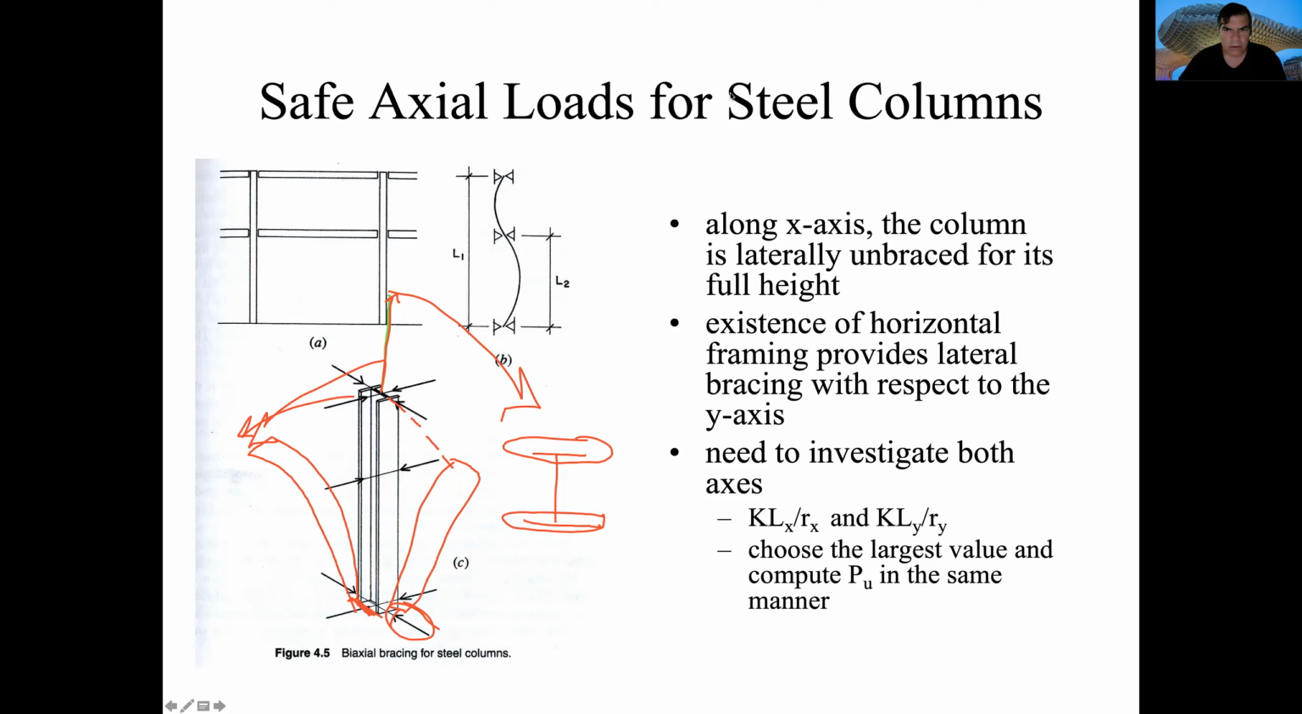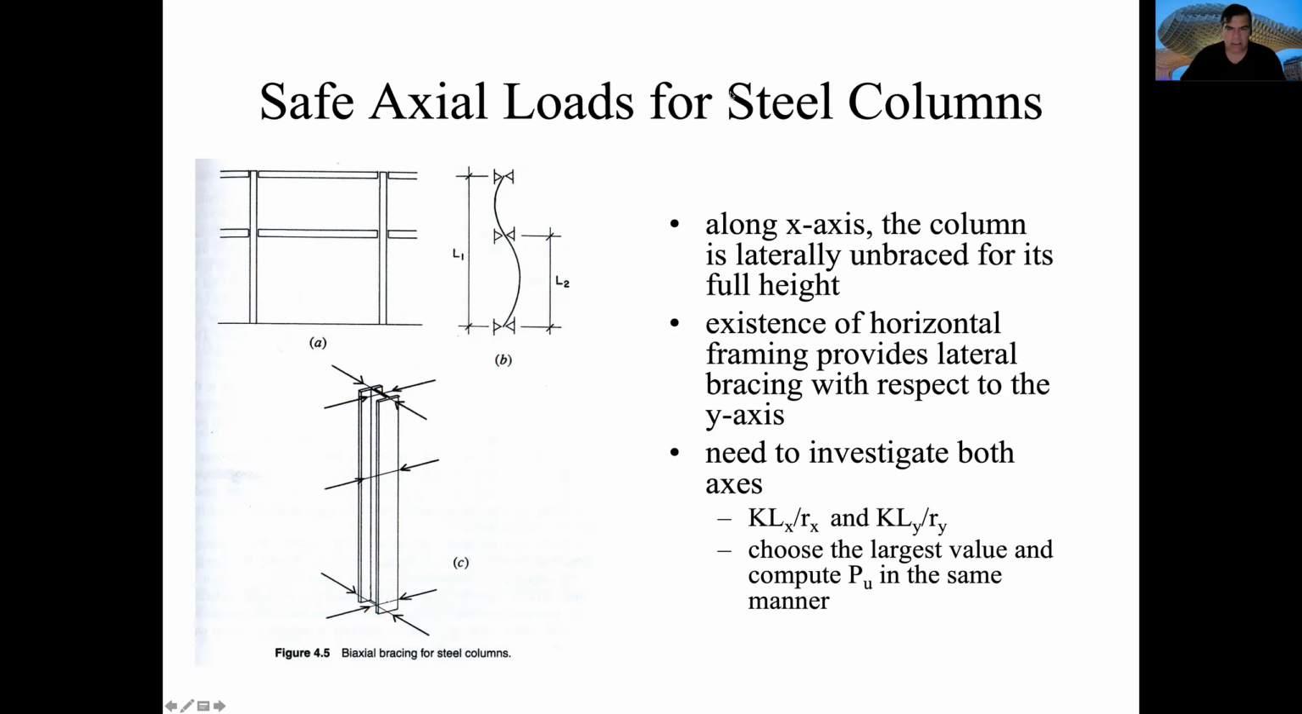Well, it's important to understand which of the axes is the weaker one in order to use that axis to do the calculations, because if this column is able to resist a load in all these axes, it may not resist a load in the weak one. It will resist a load in this other axis because it's stronger.